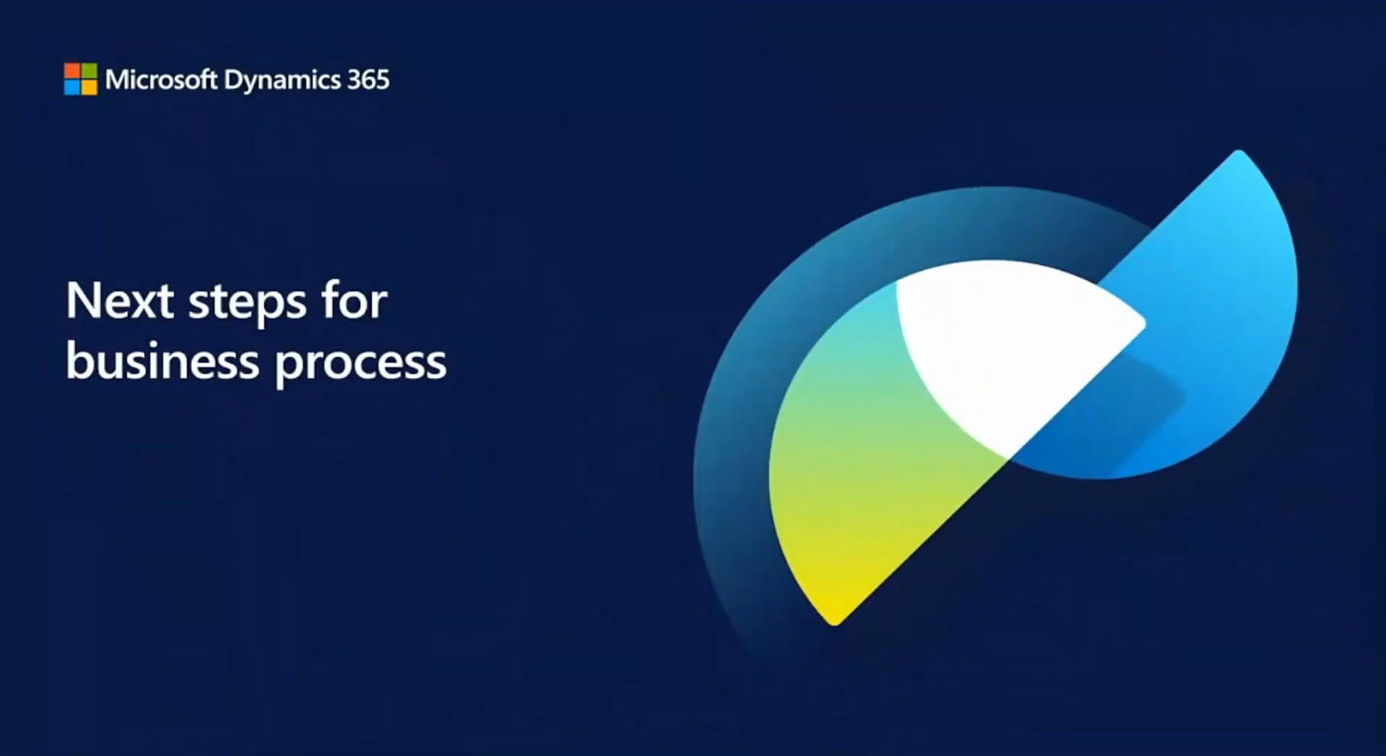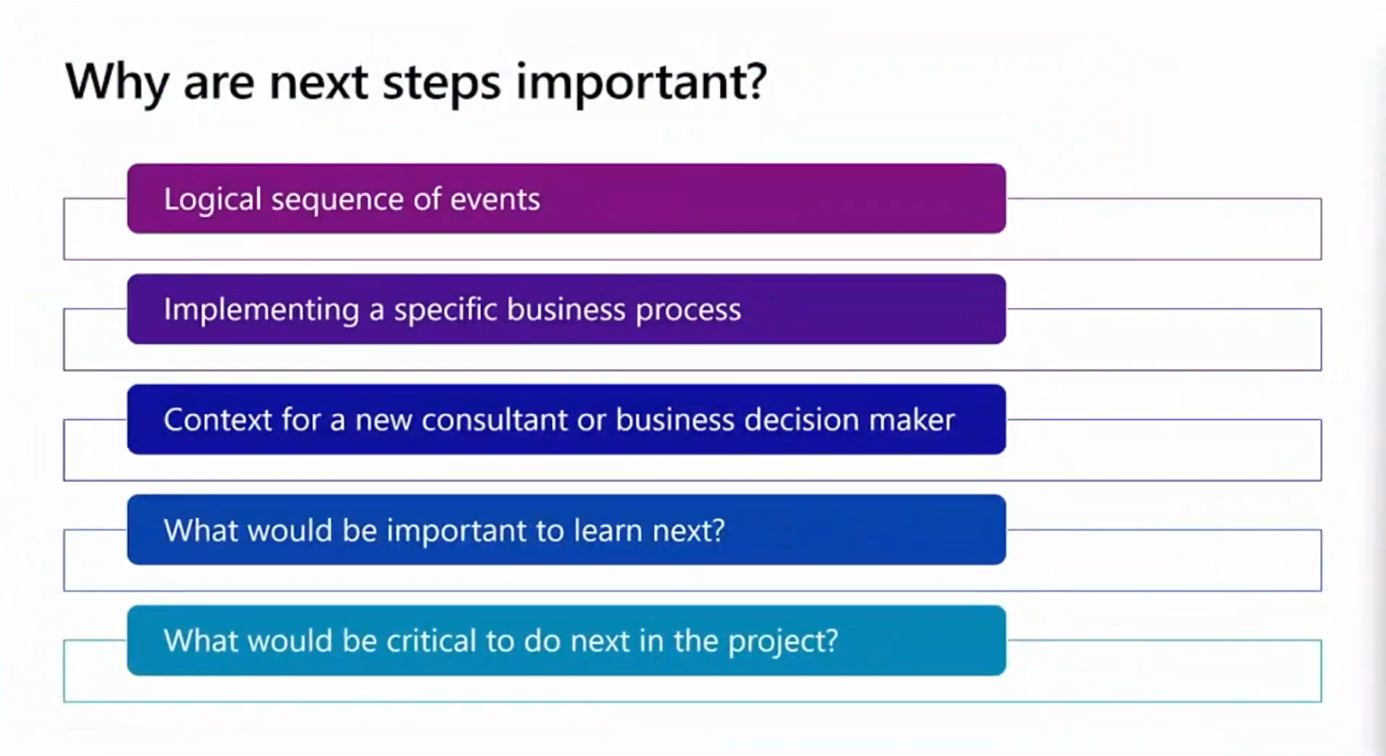The next section of your article is your next steps. The next steps for business processes are important because they help describe the logical sequence of events. What should happen after this particular set of steps? How do we implement that specific business process? It's going to give context for the new consultant or business maker. Think to yourself, what would be important to learn next if this was brand new to you? And what would be critical to do next in your project?